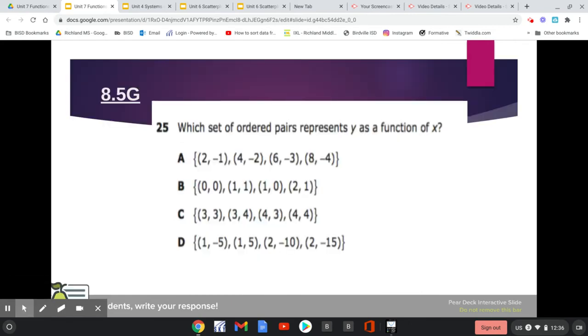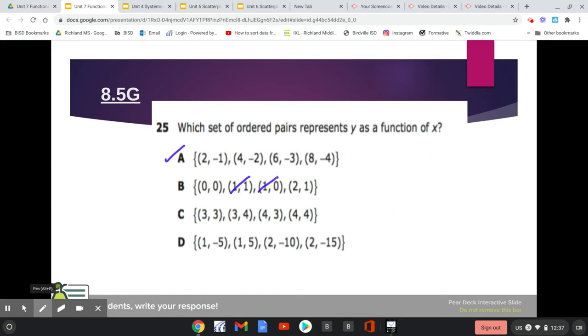It says which set of ordered pairs represents y as a function of x? Well, we just need to find out which set the x does not repeat. Let's do that now. So for A, we have a 2, a 4, a 6, and an 8. That looks awesome. Let's look at B. We have a 0, a 1, a 1. Okay, so that can't be it.